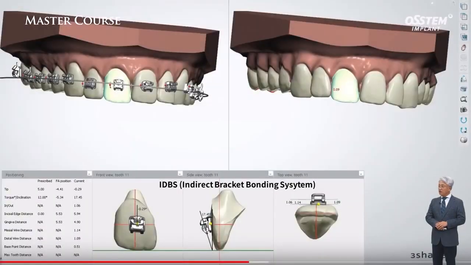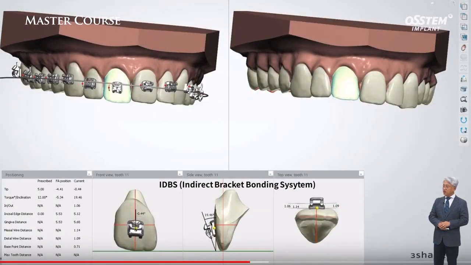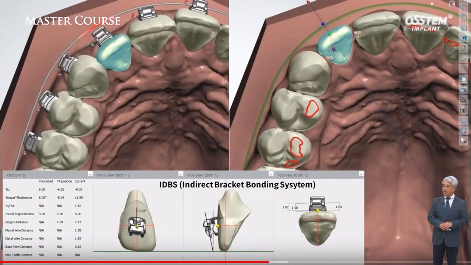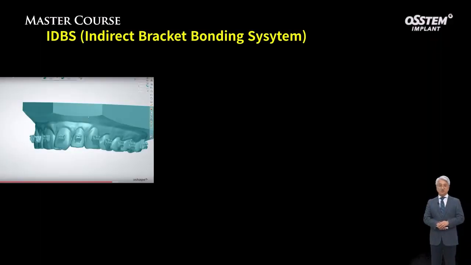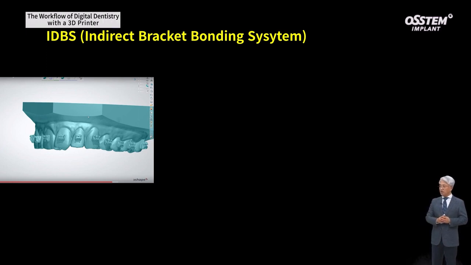Once the appropriate bracket position is determined, various steps can be taken. You can selectively use the brackets of your choice from the library. The final bracket attachment position is determined and it has been attached. The indirect bonding jig can be designed on the CAD software.